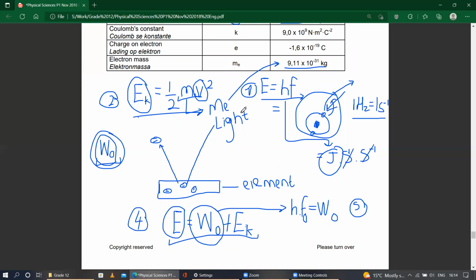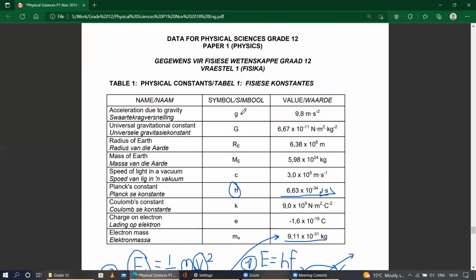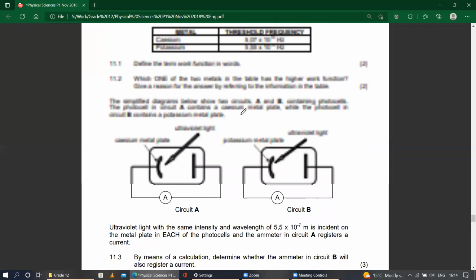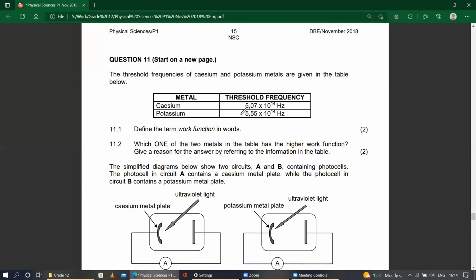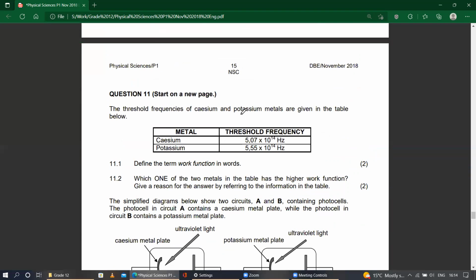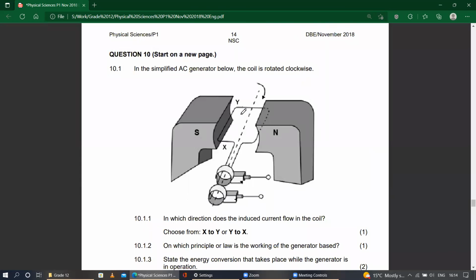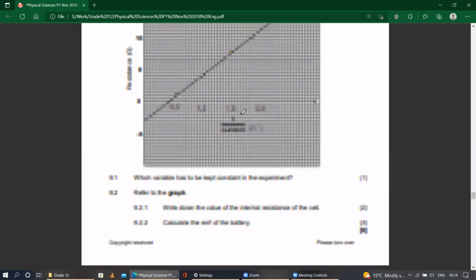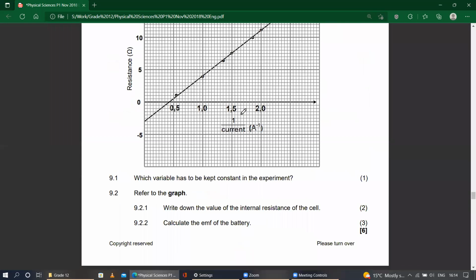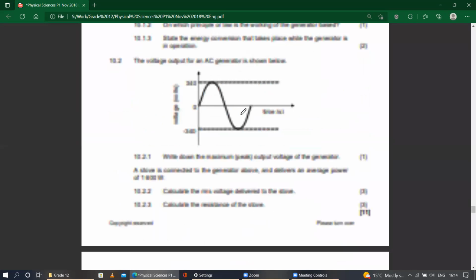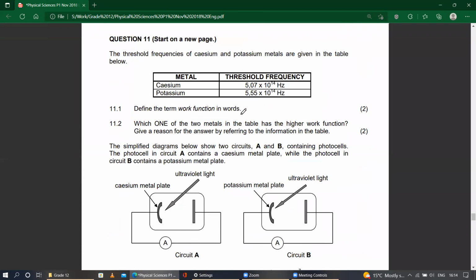Okay, so I think question 11 is based on it. Question 10 is generators and motors. So yeah, it's question 11.